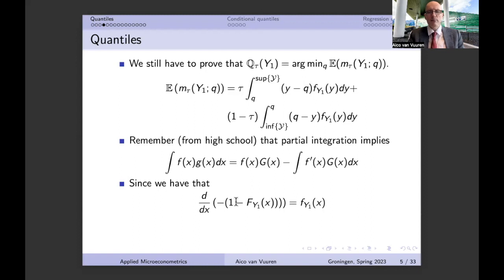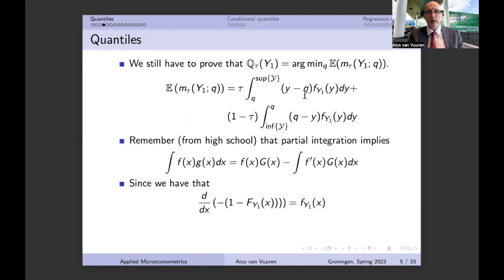I'm going to make it a bit more difficult, because I'm going to realize over here that even if we take the first order derivative of this thing over here, so not the distribution function itself, but minus 1 minus the distribution function, we also get this density function. So that says that another primitive of the density function is this thing that we have here in between parentheses.